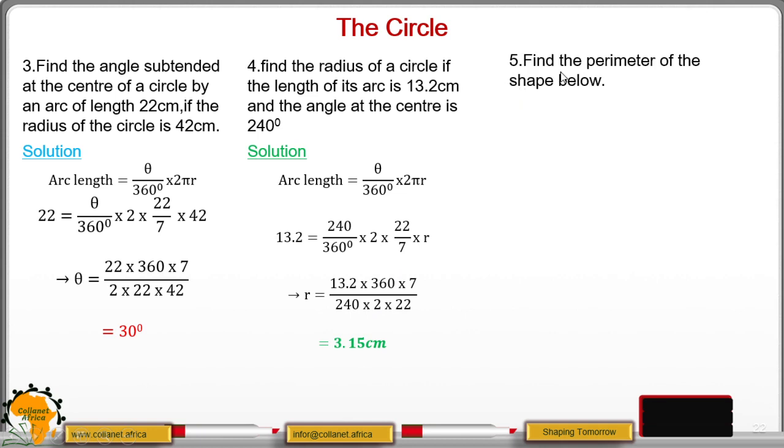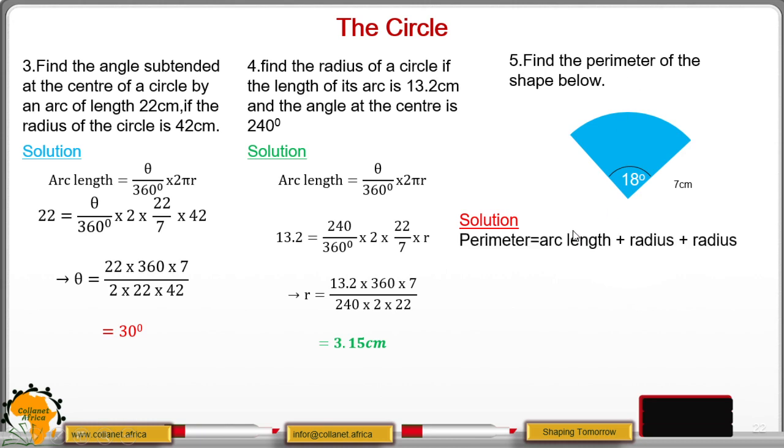From there, we move to example number 5. Find the perimeter of the shape. For us to get the perimeter, we need to start from this point. You move, you move, you move. Remember, when we are talking of perimeter, it is the sum of the whole outline. So now we are not considering only the arc length. We want to get the perimeter. For us to get the perimeter, it will be the arc length, plus radius, plus radius. So first of all, we get the arc length.